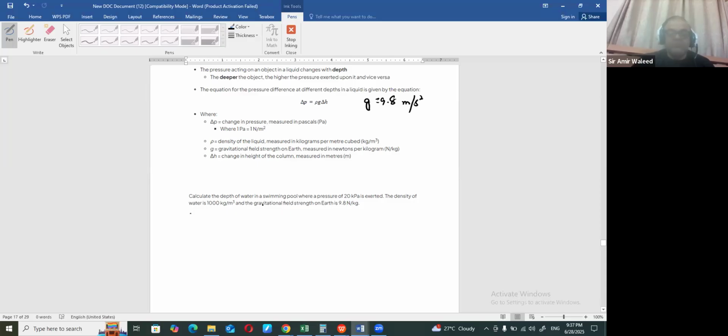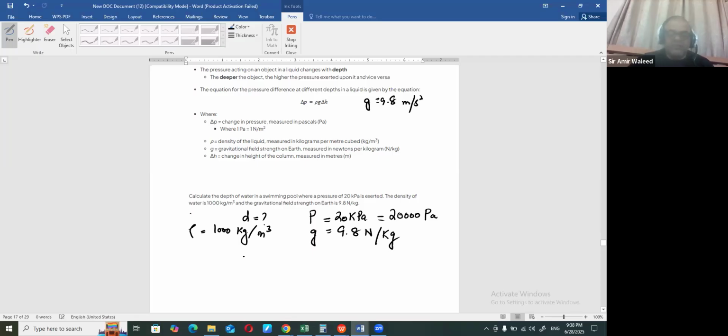They're saying calculate the depth of water in a swimming pool. Okay, so d needs to be found out, where pressure is given. And pressure is given as 20 kPa. kPa means kilopascal, which means 20,000 pascals. The density is given as 1000 kg per meter cubed. And the g value is given as 9.8, and it is always 9.8, whether they give it to you or not.